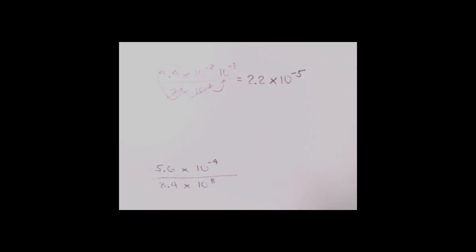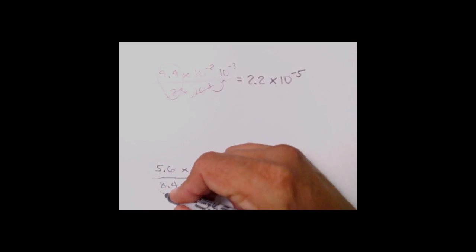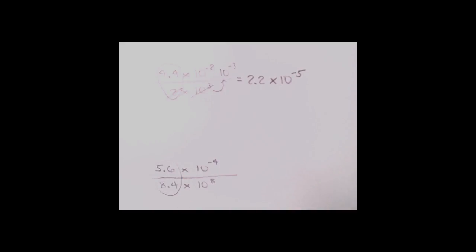Okay, one last guy to work on down here. Once again, what we've got to do is take the numbers first and divide them out. So 5.6 divided by 8.4 comes up to be 0.67. Okay, so 0.67, here we go, 0.67 times 10. Well, we divided by the 8, jump the power of 10 upstairs. It goes up as 10 to the negative 8.